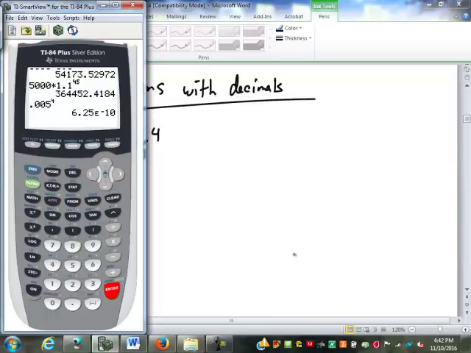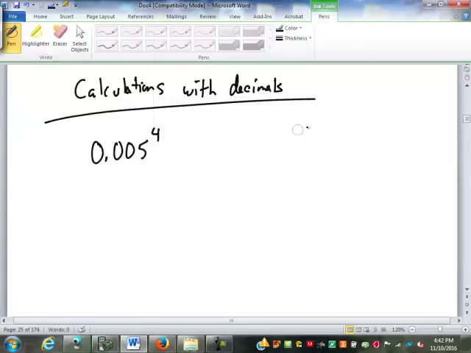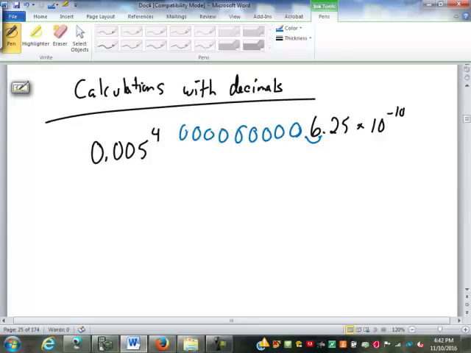That's scientific notation. That is saying 6.25 times 10 to the negative 10th. Which means you got to move this over 10 spots to the left. That's 1, and then you got to add zeros. 2, 3, 4, 5, 6, 7, 8, 9, 10. That's where my decimal point would be.